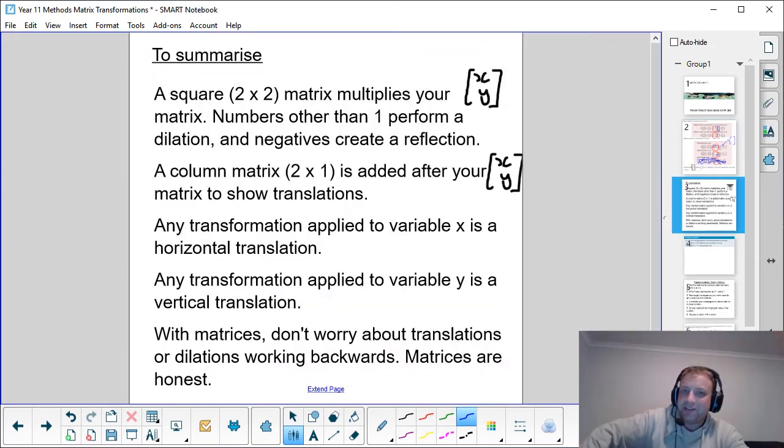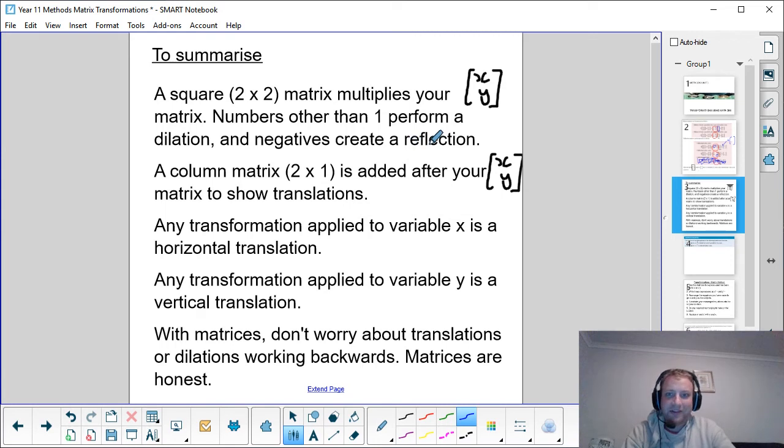All right, so before we get into our first worked example, here's just a little summary of what I was trying to explain, because sometimes having words alongside some more mathematical diagrams helps to understand it. So understand that there will be an x and a y matrix sitting in the middle of all our work with x and y in it. That's because we have our x-axis and our y-axis, and we're working with equations that link with graphs. So there will be a square 2 by 2 matrix in front of it doing a multiplication. Numbers that aren't 1 perform a dilation, and negatives do that reflection. Okay, we won't have to visualize what that looks like on a graph today.